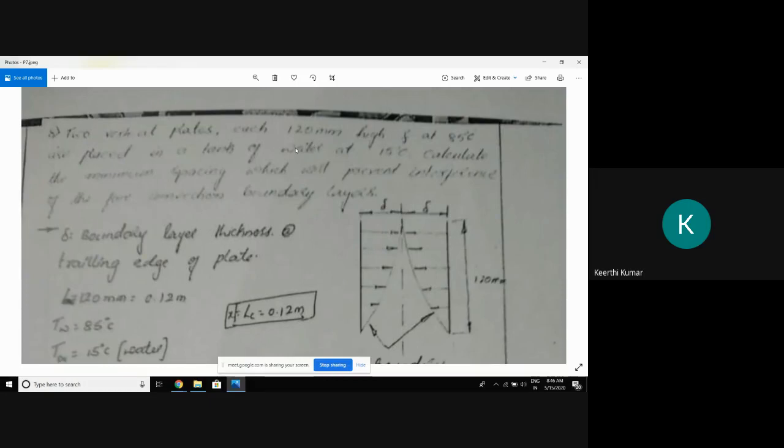There are two plates of 120 mm height. Both the plates are dipped in a tank which consists of water, and the temperature of the water is 15 degrees centigrade. So it's asking you to find out the minimum spacing which will prevent interference of the free convection boundary layer.